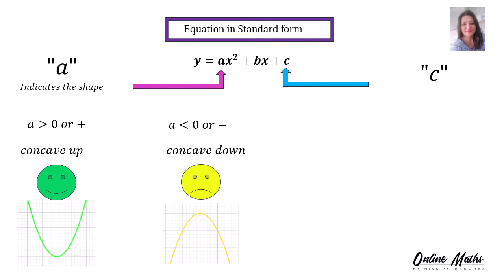C also means something. C is the y-intercept. Since the rule for the y-intercept is we make x 0, and then when all the x's are 0, you're left with C, and that's the y-intercept.